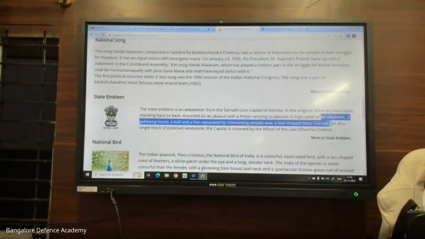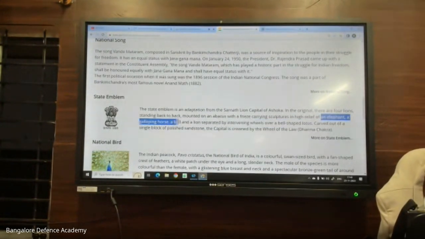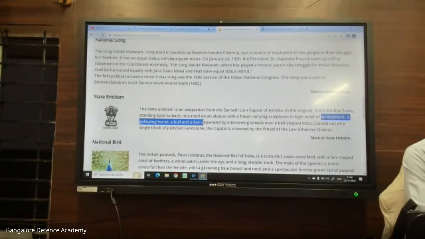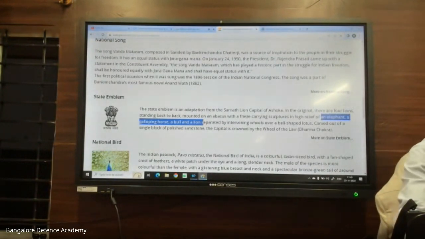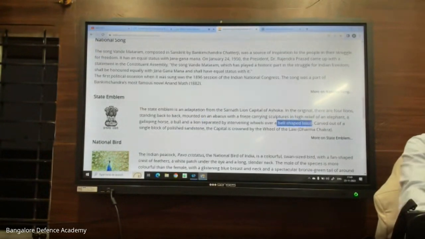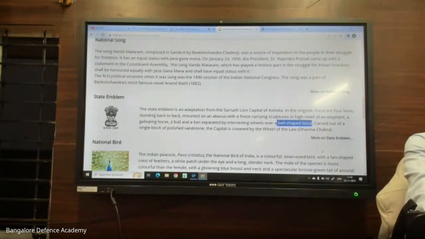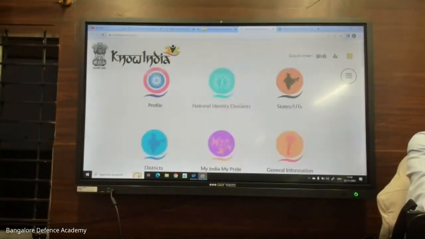Write down. Okay, look here: elephant written, galloping horse written, bull and a lion. So these are all separated by the wheels over a bell-shaped lotus. What shape of lotus here? Bell-shaped lotus.